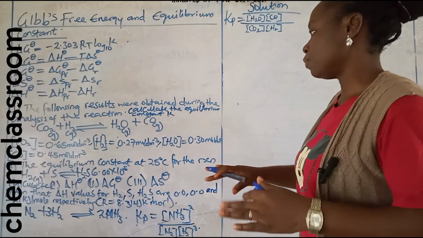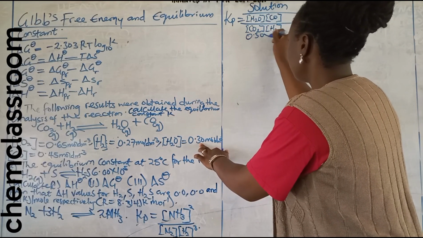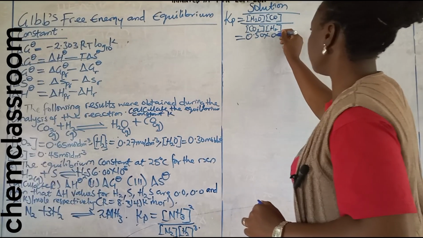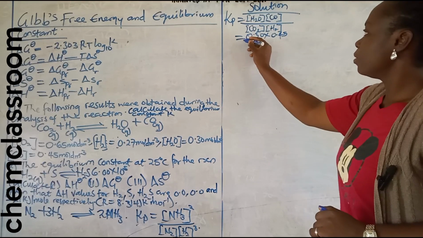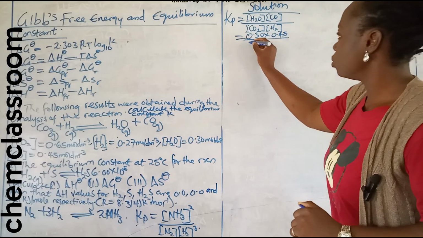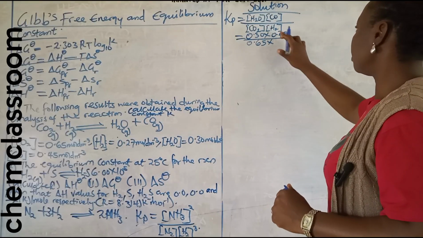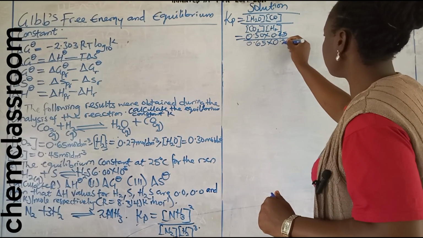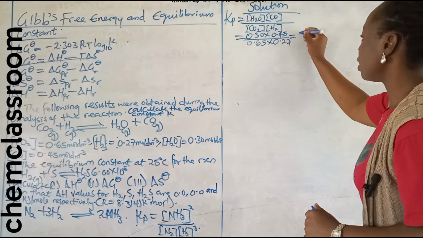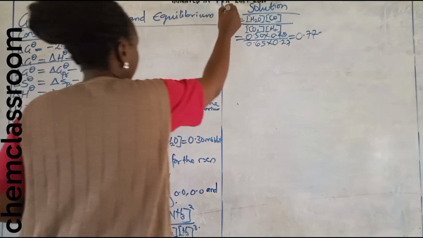Okay, right away we are going to substitute our values. So what was given for the water? 0.3 multiplied by the CO, what was given? 0.45 divided by what? The CO2, 0.65 multiplied by what? For the hydrogen, I have what? 0.27. So calculators, those are with calculator if you are following me. So in all, you're supposed to have 0.77. So that's been done for the first question.